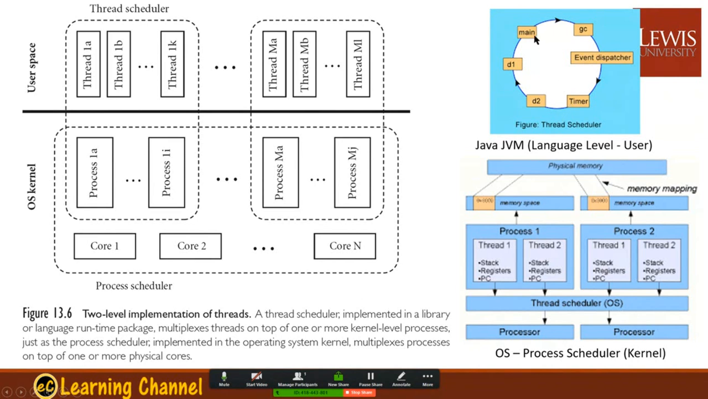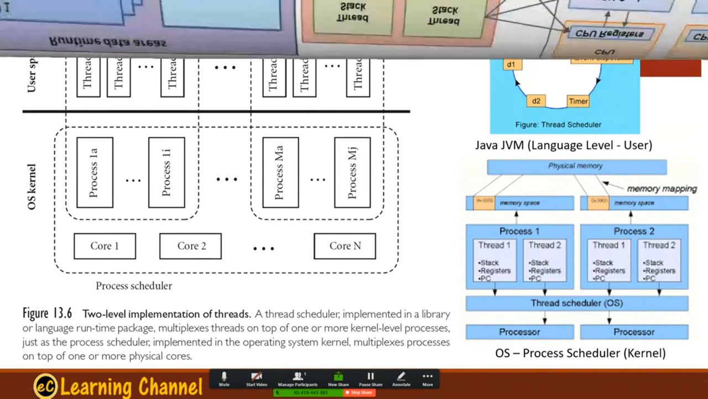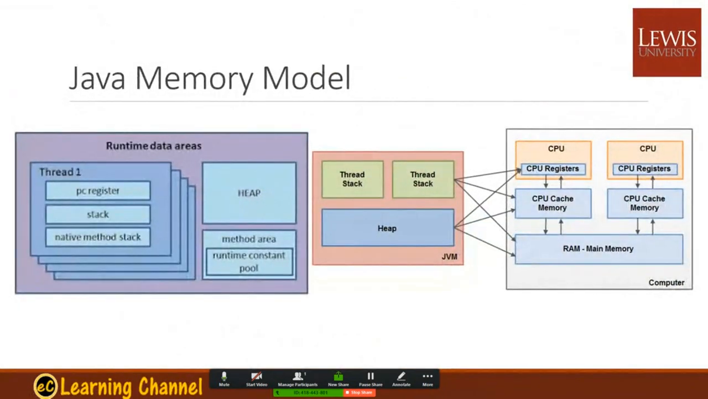And then for Java, we have the main program, we have package collection, we have event dispatcher, we have timer, we have user-defined functions. They all can be threads on the thread scheduler. Java memory model. In the Java memory model, we can see that the runtime data area has multiple threads. And in each thread, you keep track of the PC, program counter, and different data for cache coherence.